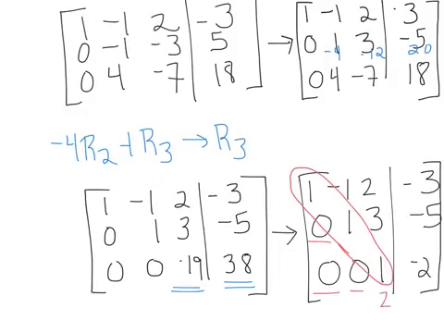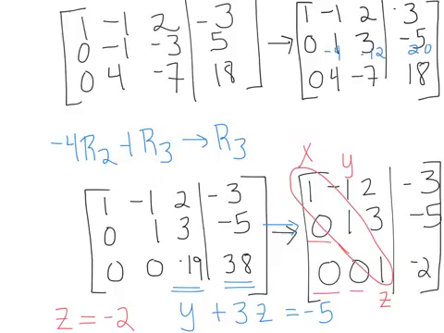This value here is always z, this value here is always y, and that value there is always x. So now I know that z is equal to negative 2. The equation that corresponds to row 2 is y plus 3z equals negative 5, and we'll plug the value of z in. And this equation here is x minus y plus 2z equals negative 3, and we'll plug in the values of y and z into that equation to solve for x.